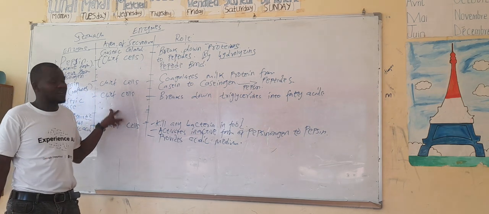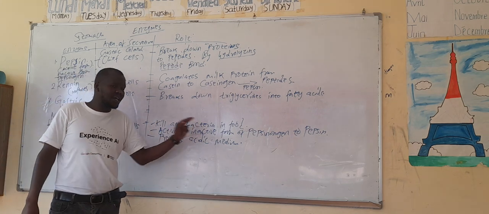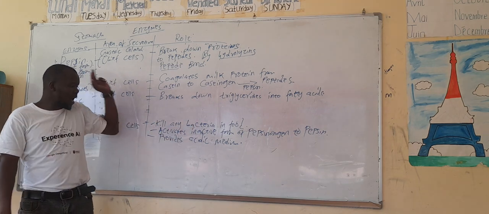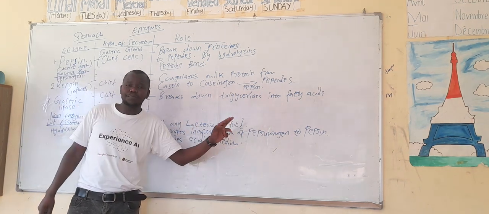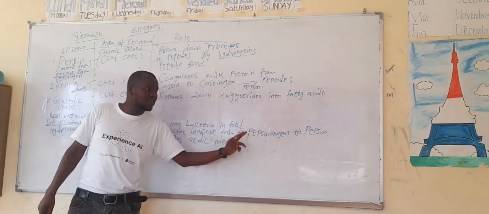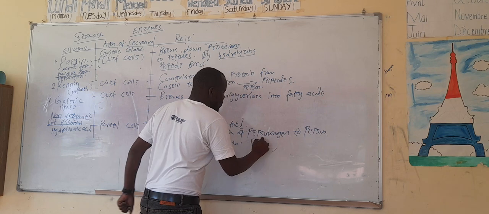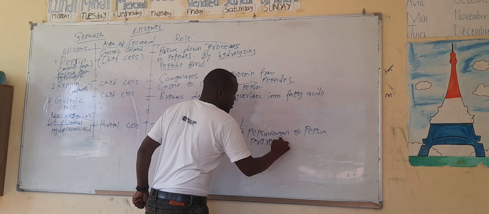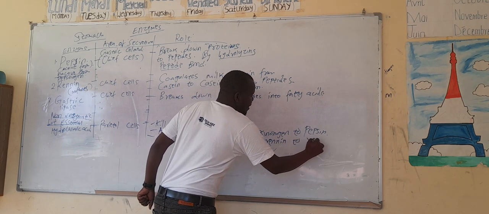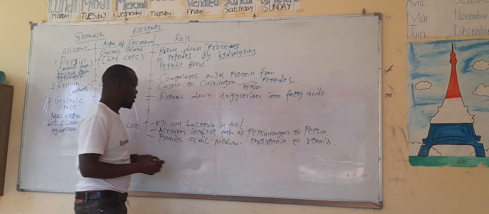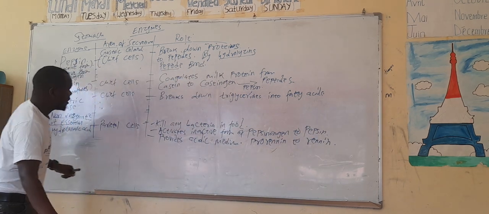That was a basic question. Then it will kill any bacteria in the food. That's the role of hydrochloric acid. Activation of the inactive form of enzymes, that is pepsinogen to pepsin, prorenin to renin. Then the last one, providing an acidic medium.